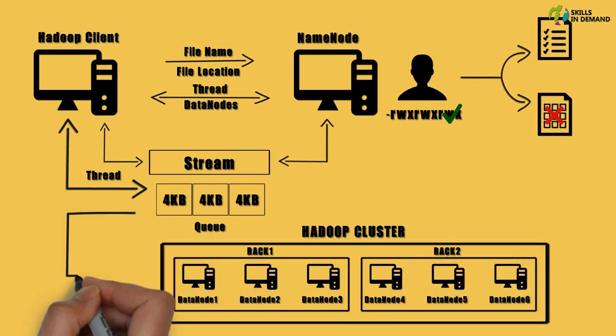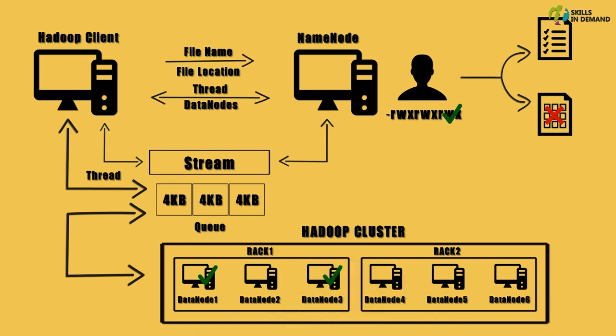Now the client makes a direct connection to the first data node. The data is written to the first data node. Once this is completed, the second data node in the list is replicated with the same data, usually within the same rack, and the process is repeated for the third data node in the list, which is usually located on a different rack belonging to the same cluster. Once the packet is successfully written to the disk, an acknowledgement is sent to the client.